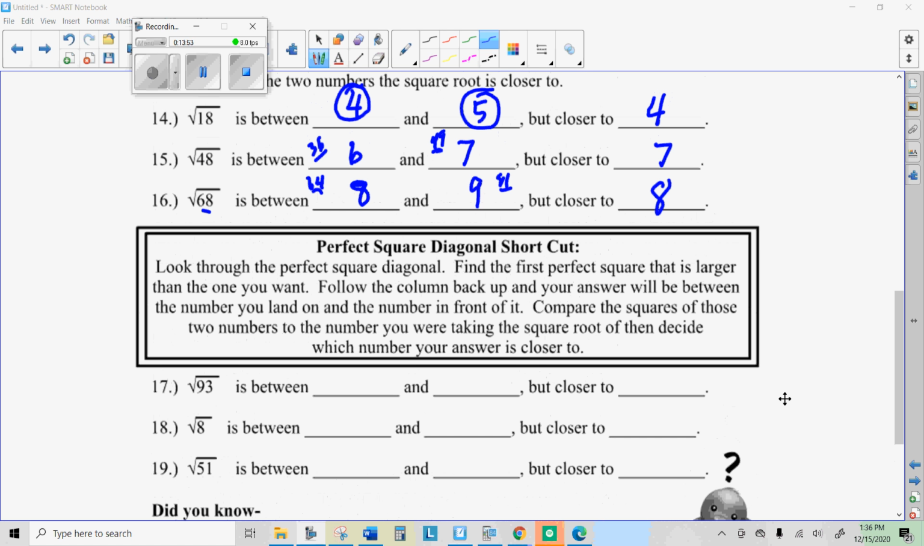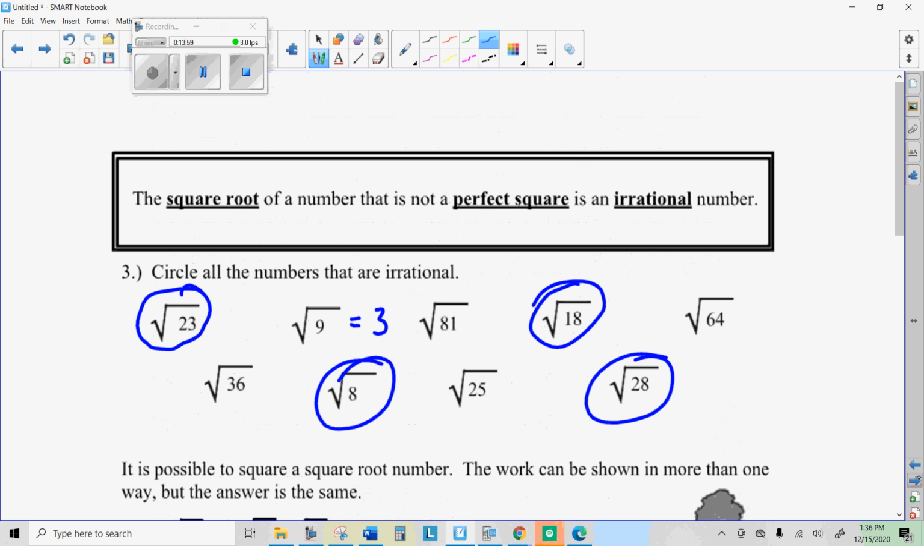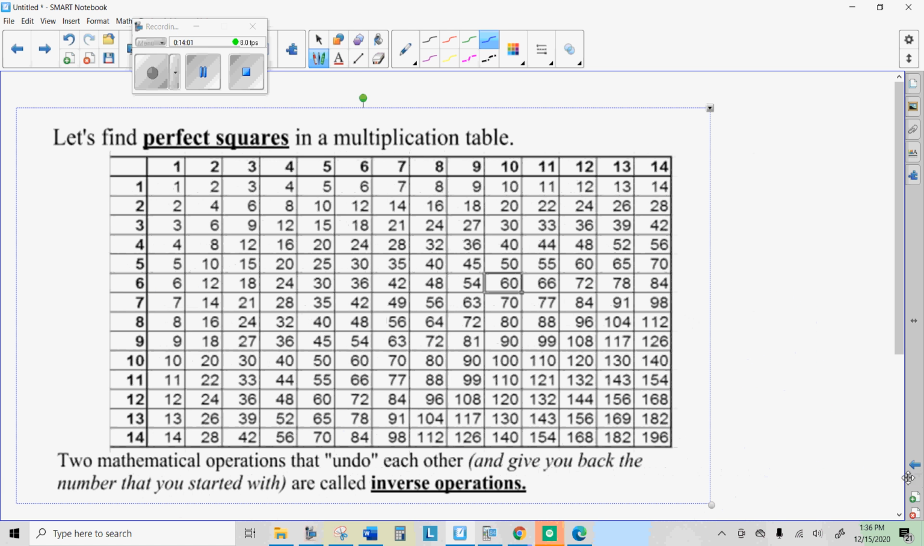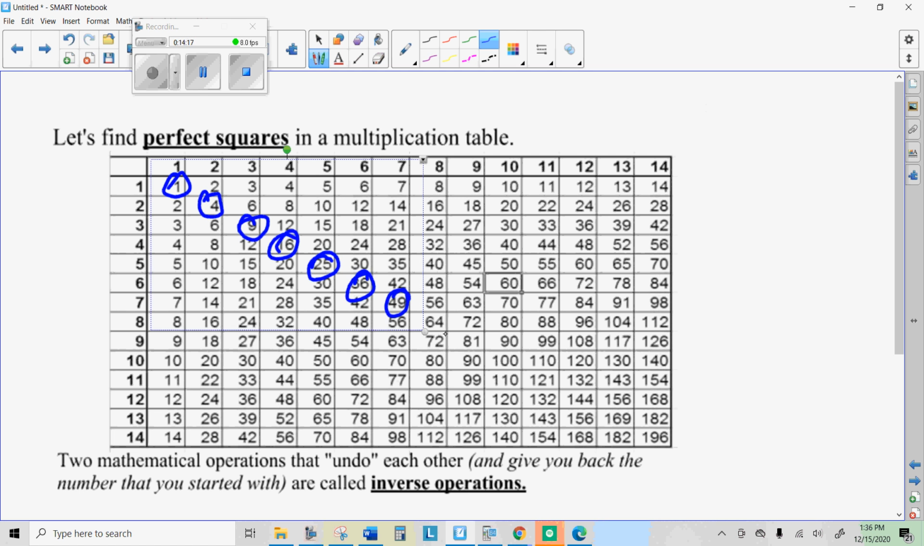All right, so we're going to do the square root of 93 here on number 17. And so you have to go back to this page in your packet and go ahead and find 93 on here if you can. And if you can't, the ones that we circled, remember, in the middle, those are your perfect squares. So we're going to get as close to 93 as we can.